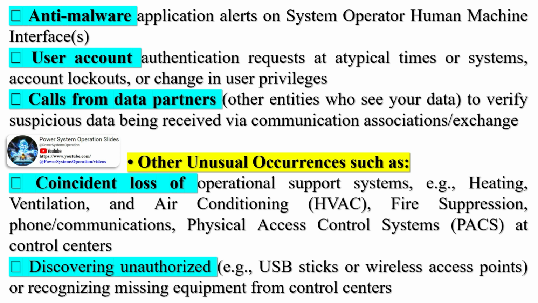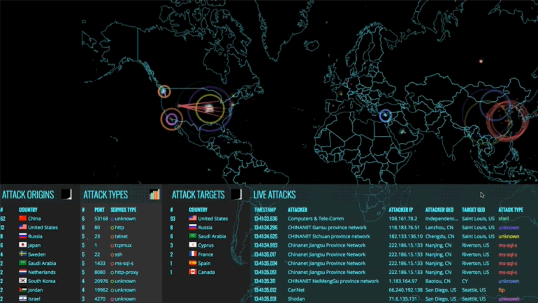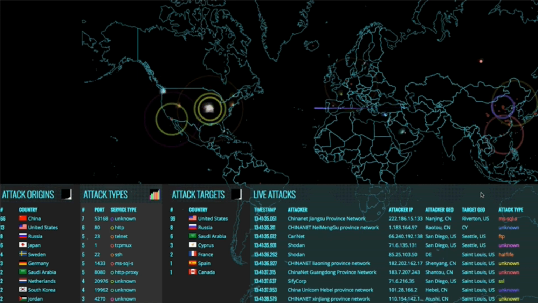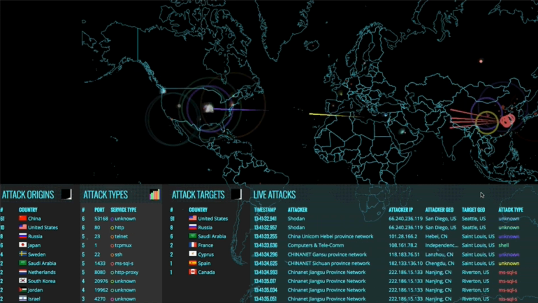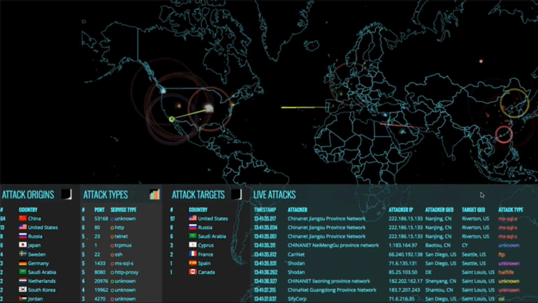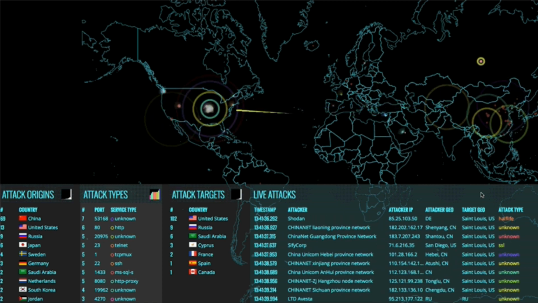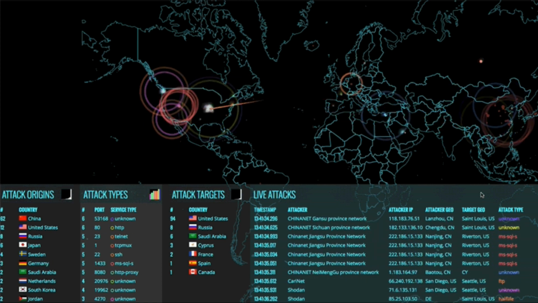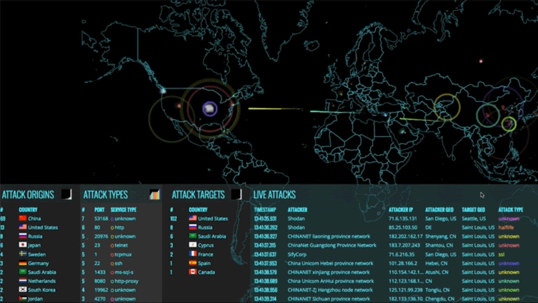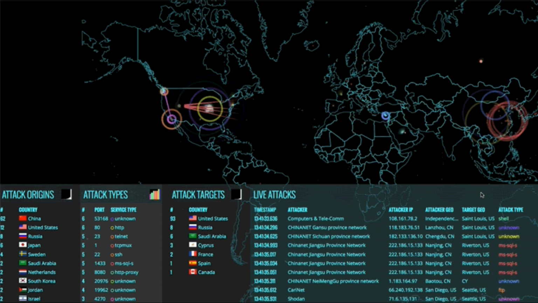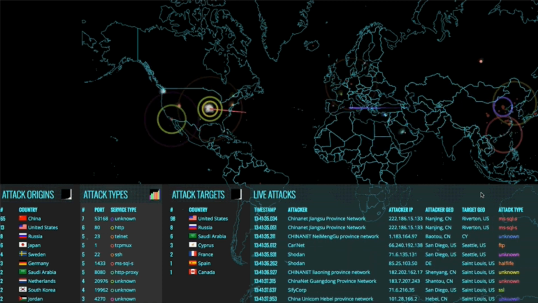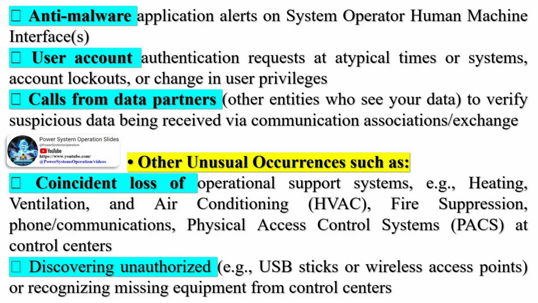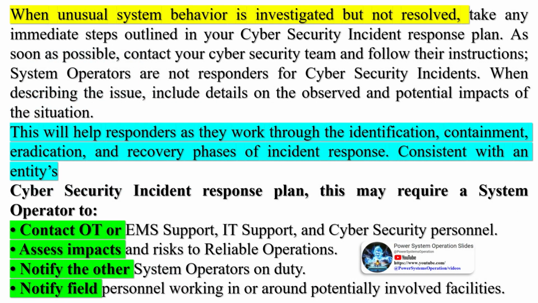Other unusual occurrences such as coincident loss of operational support systems, e.g., heating, ventilation, and air conditioning (HVAC), fire suppression, phone, communications, physical access control systems (PACS) at control centers. Discovering unauthorized devices, e.g., USB sticks or wireless access points, or recognizing missing equipment from control centers.